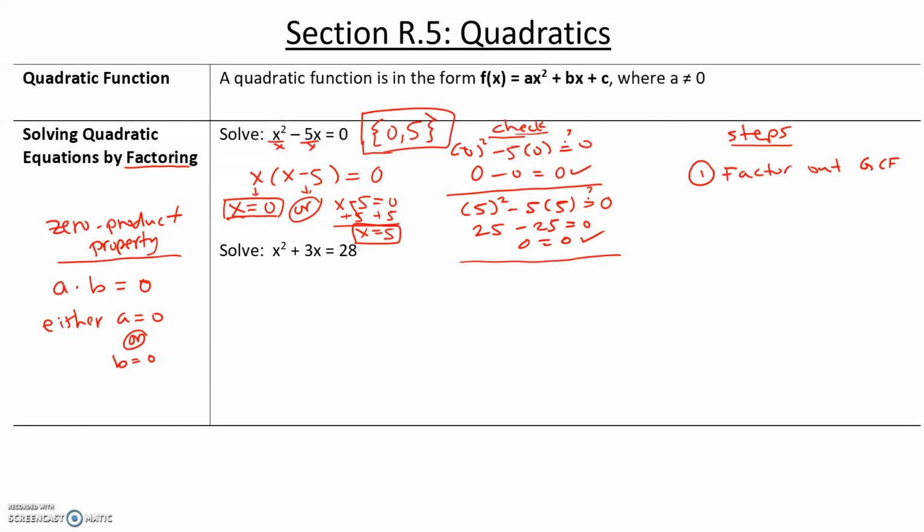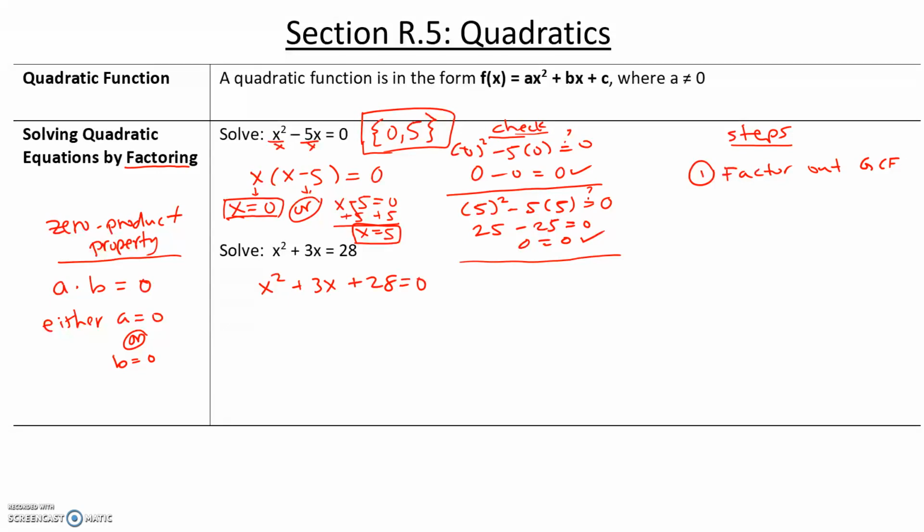All right, let's take a look at example 2. We want to solve x² + 3x = 28. So step 1, well, actually, there's step 0. Step 0 is get all the terms on one side. So we have x² + 3x - 28 = 0. So step 0, get all the terms on one side and try to keep the x² positive.